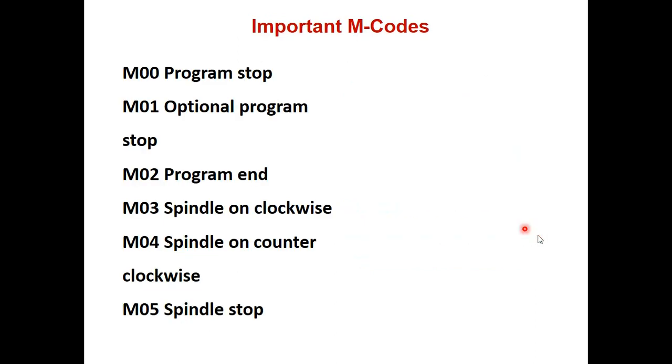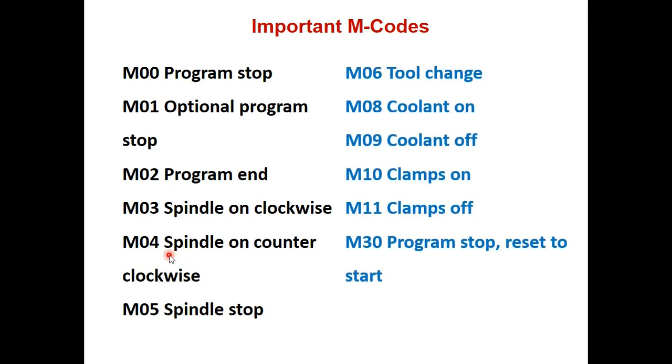Next are the M codes. These are a few M codes: M00 program stop, M01 optional program stop, M02 program end, M03 spindle on clockwise, M04 spindle on counterclockwise, M05 spindle stop, M06 tool change. For coolant on and off we use M08 and M09. For clamping on and off we use M10 and M11, and the program is stopped and reset to start using M30.